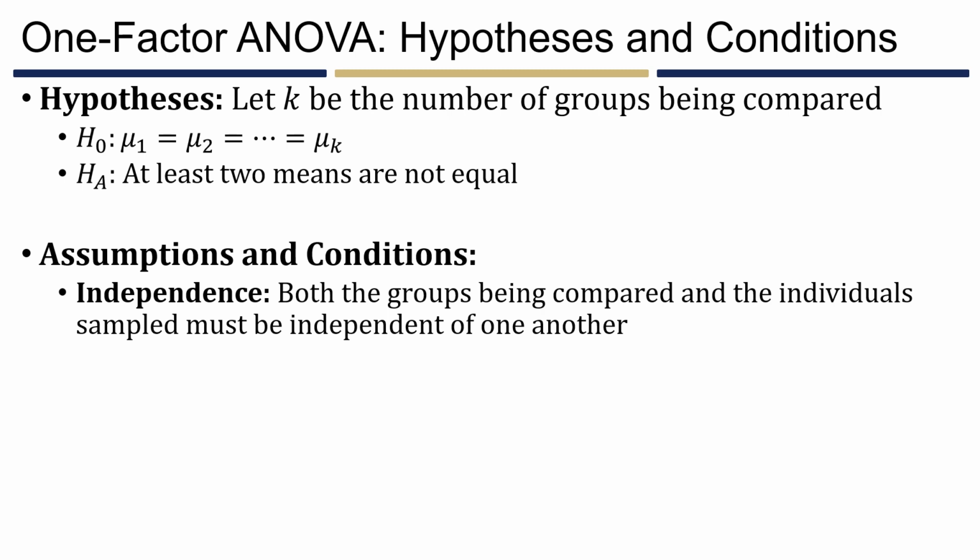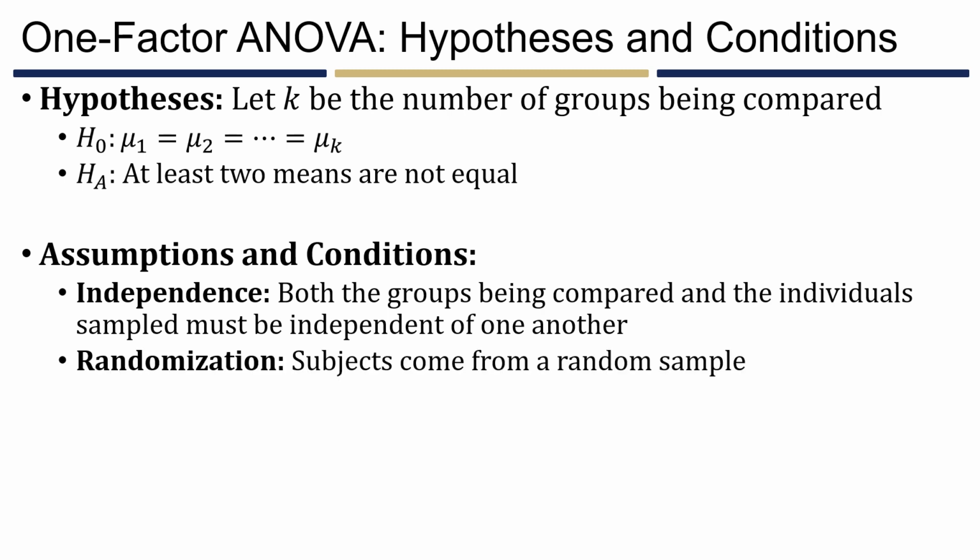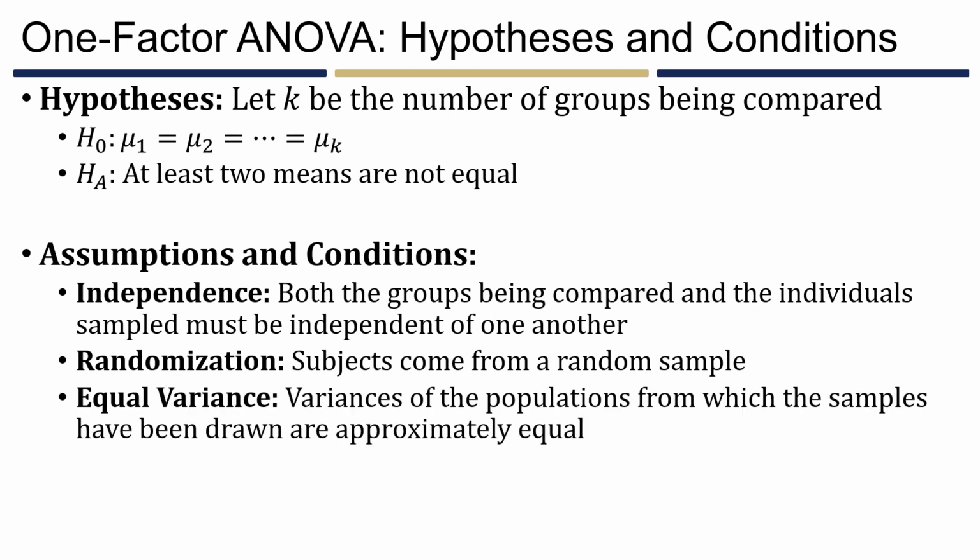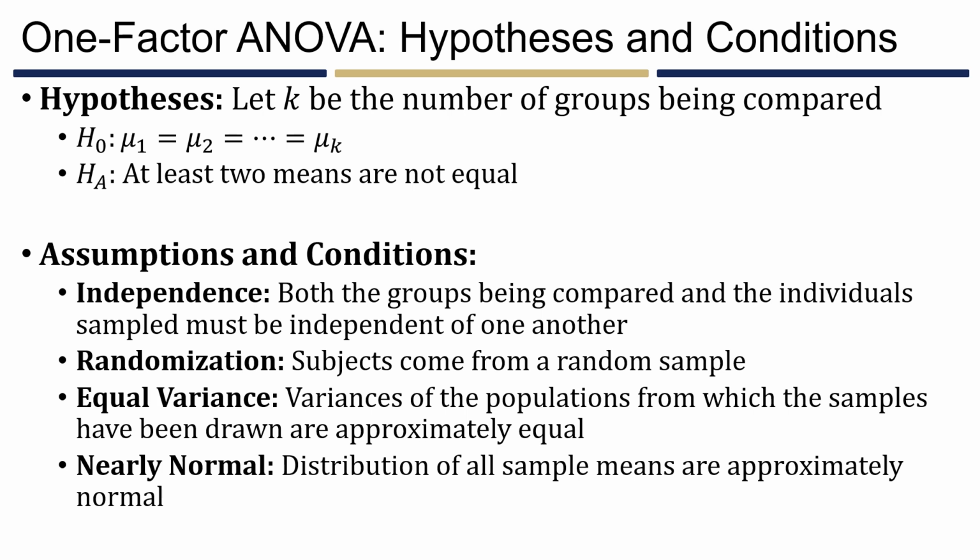In order to run our one-factor ANOVA test, we need the independence condition: both the groups being compared as well as the individual observations within the samples must be independent of one another. We need the randomization condition, in the sense that subjects are coming from a random sample. We need the equal variance condition, meaning that the variances of these populations should be approximately equal to one another. We can go back to the previous lecture when we talked about the pooled variance, and invoke the rule that the largest sample variance should not be more than twice as large as the smallest sample variance. And we also need the nearly normal condition: the distributions of all of our samples are approximately normal.